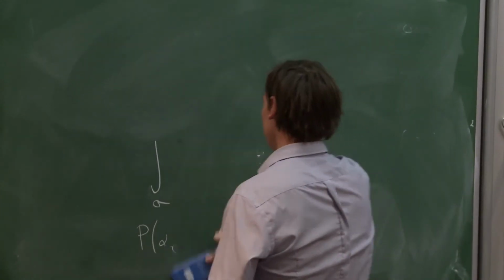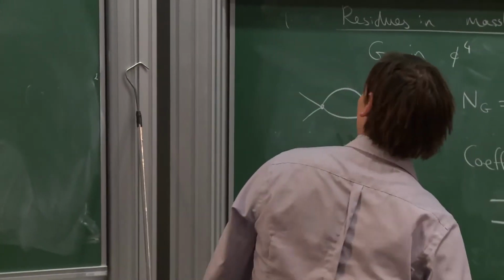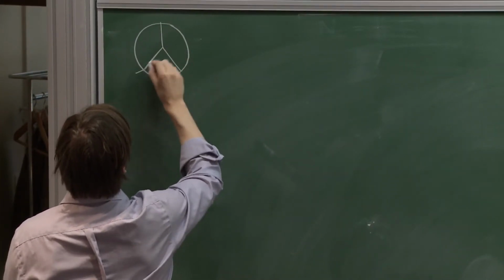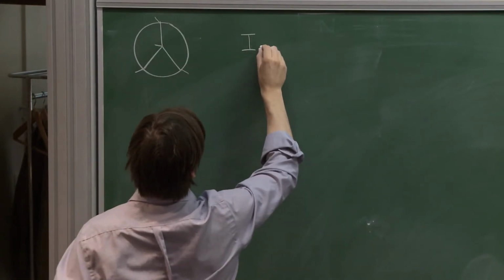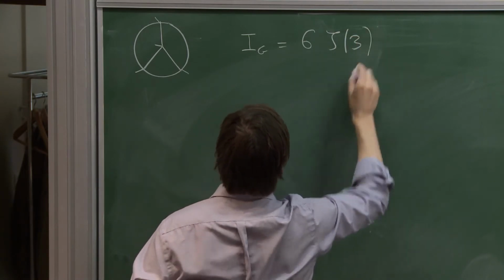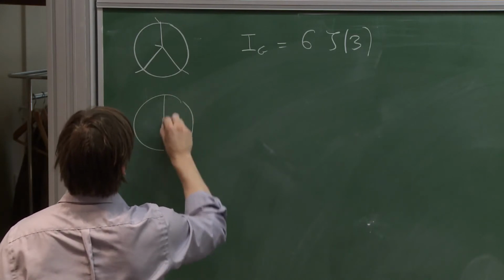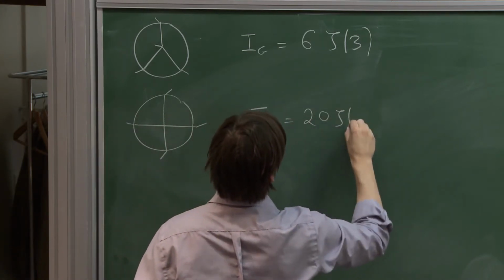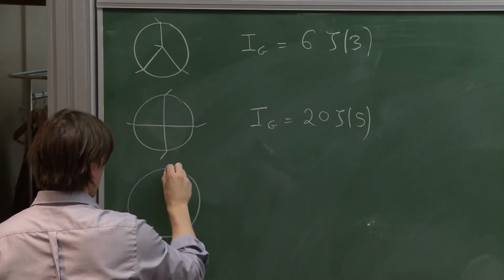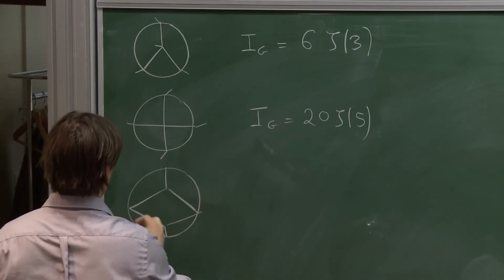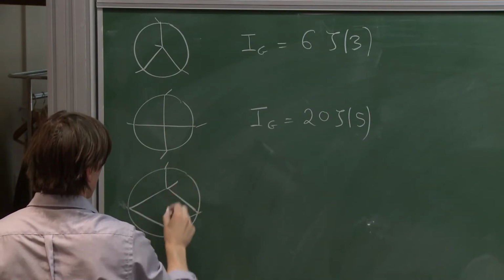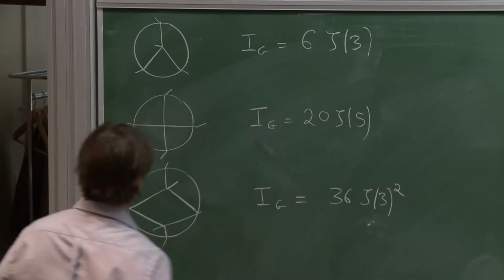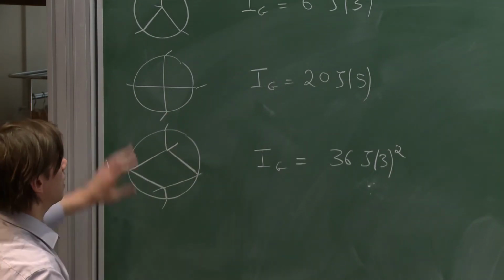So let me just give some of the first few examples. The next graph which satisfies all these conditions is this graph. So here the residue is 6 times zeta of 3. This gives 20 zeta of 5. This gives 36 zeta of 3 squared, which is the square of this amplitude. So there's some identity lurking, well, several identities lurking behind the scenes.